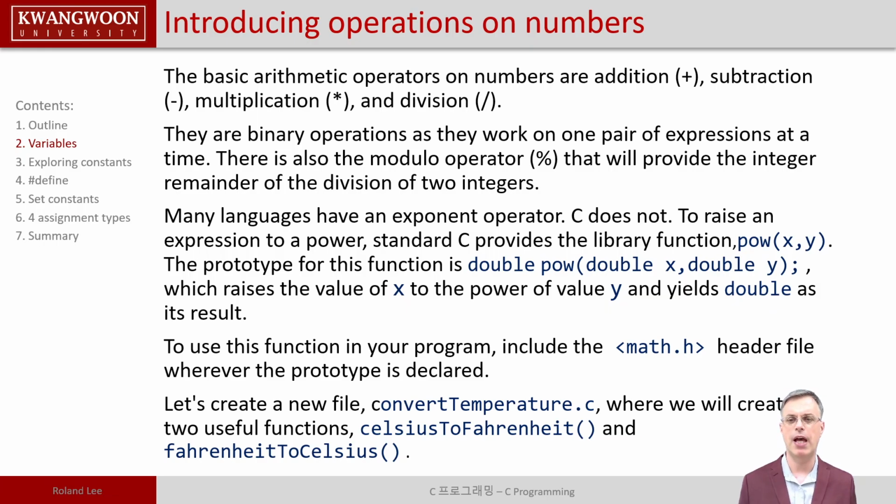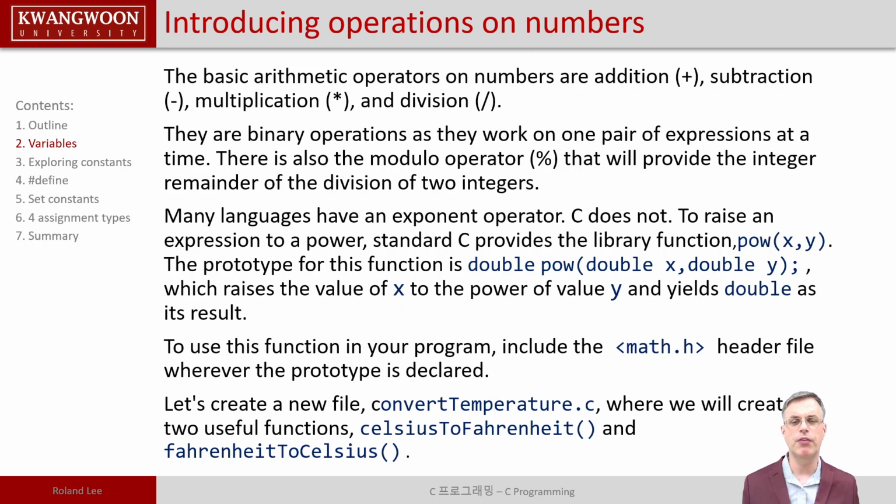Many languages have an exponent operator. C actually doesn't have it. To raise an expression to a power, standard C provides the library function pow. The prototype for this function is double pow(double x, double y), which raises the value of x to the power of value y and yields a double as the result.